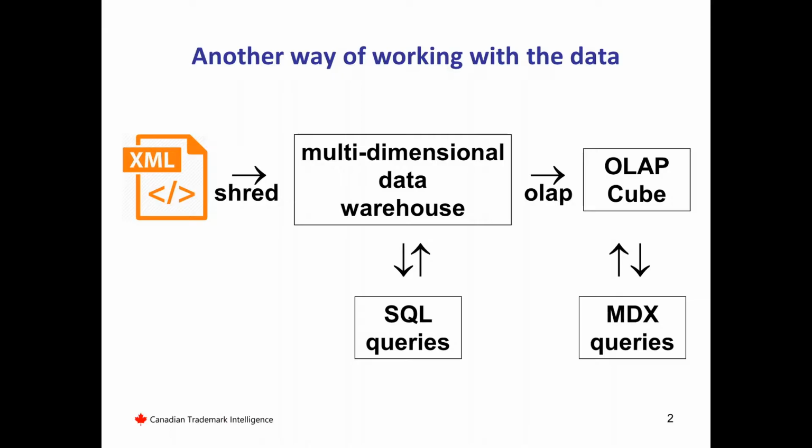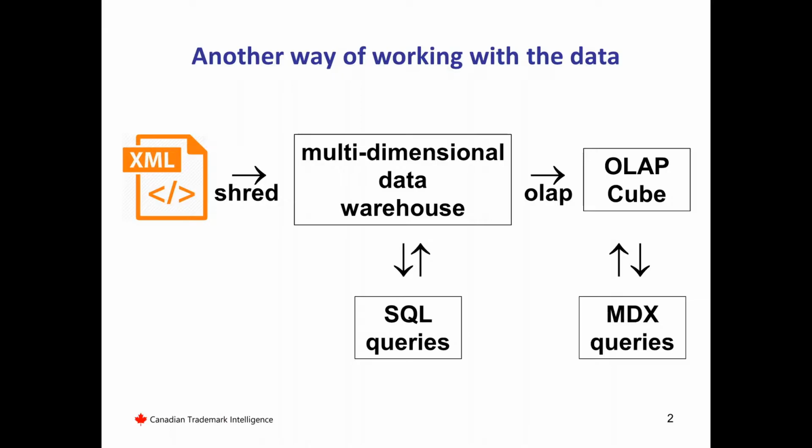In part 1 of this series, I briefly outlined some basic aspects of CIPO's Trademark XML data, and I showed how you can download the data, which is represented by the XML icon on the left of this slide. In part 2, I explained that in order to do anything interesting, you need to pull the information out of the XML files and put it into some sort of database, as represented by the shred arrow on this slide.